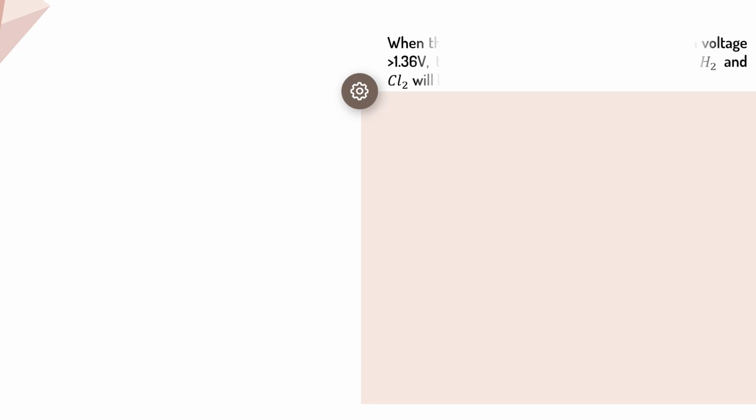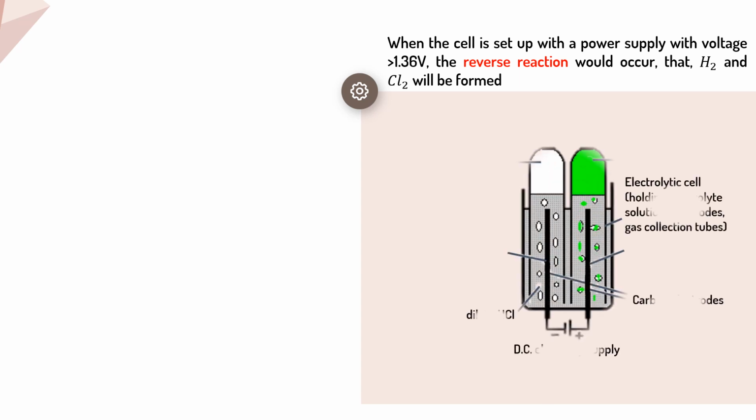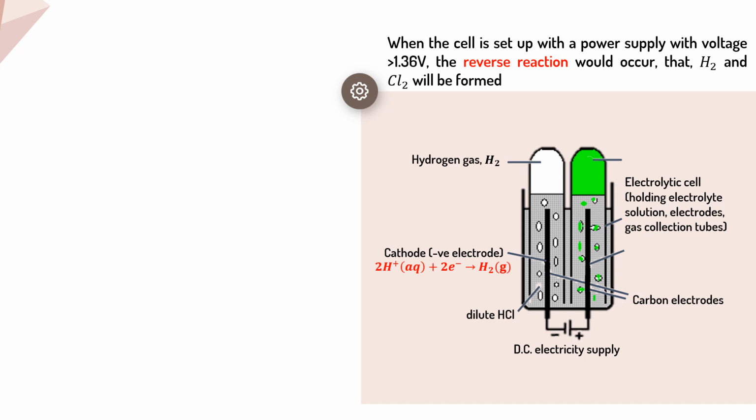Next, when the cell is set up with a power supply with voltage more than 1.36 volt, the reverse reaction would occur. This means that the hydrogen gas and chlorine gas will be formed. In the diagram below, the positive hydrogen ions, H+, from hydrochloric acid are attracted to the negative cathode. The H+ ions are reduced by the electrons gained to form hydrogen gas at the negative electrode. Note that all acids give hydrogen at the negative cathode.